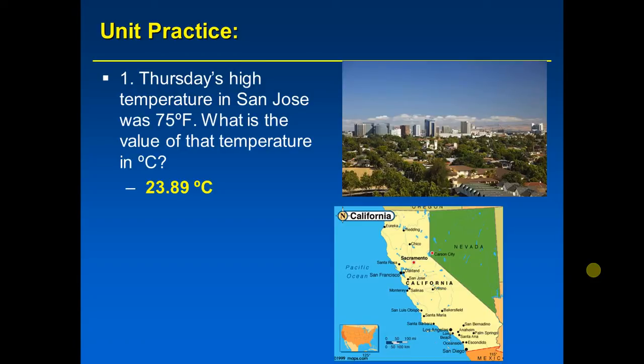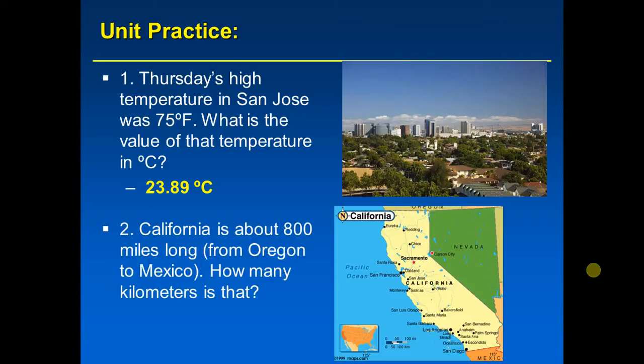Okay. Second practice problem, or practice question, if that sounds more inviting to you. California, the golden state, also the green state environmentally. Nowadays, over a quarter of our electricity generation comes from renewable energy sources, a higher share than the U.S. as a whole. Well, the state's about 800 miles long from Oregon to Mexico.